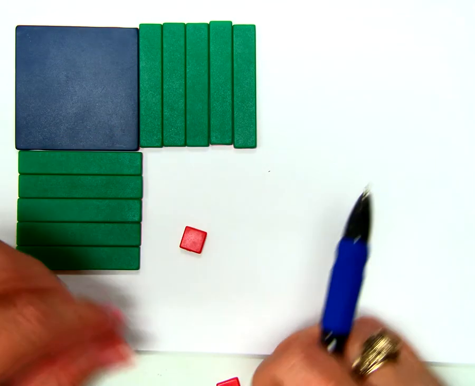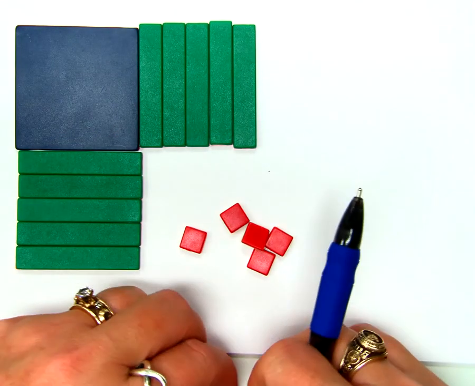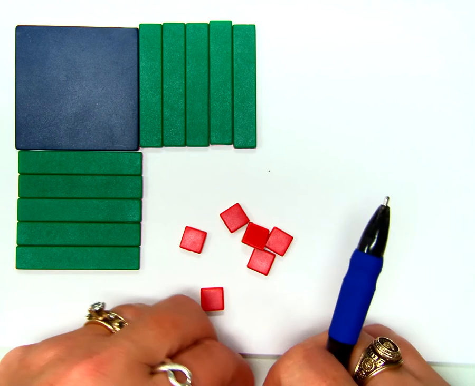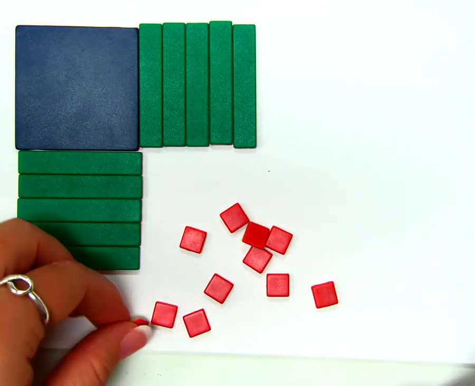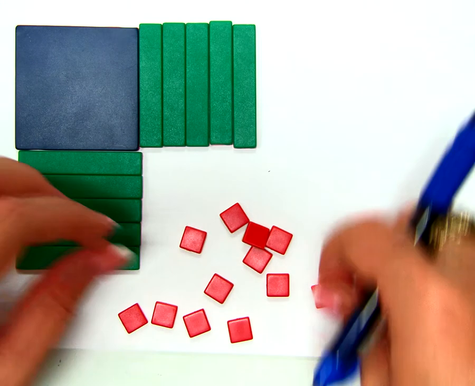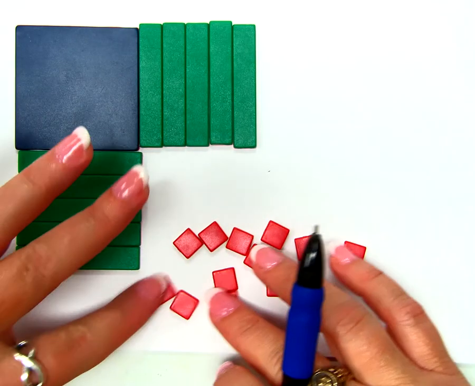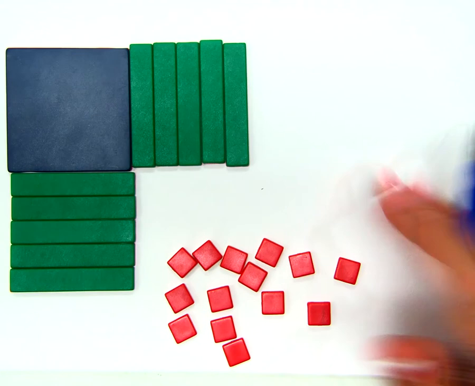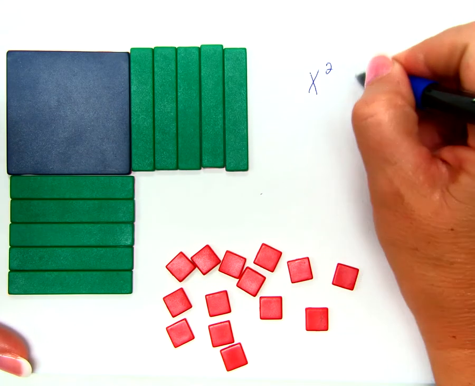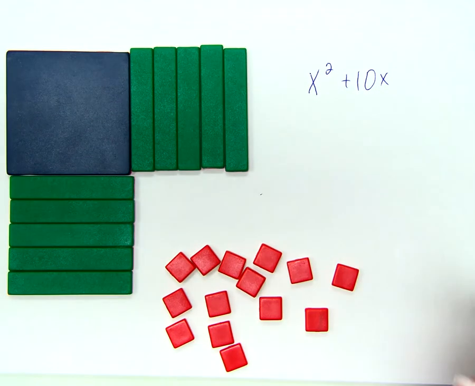So how many am I going to need to put right here? A lot. Yeah, 25. In fact, 25. And where did that number come from? 5 times 5. Does that number relate in any way to how many green ones I had to begin with? Here's what I had to begin with, right? X squared plus 10x.